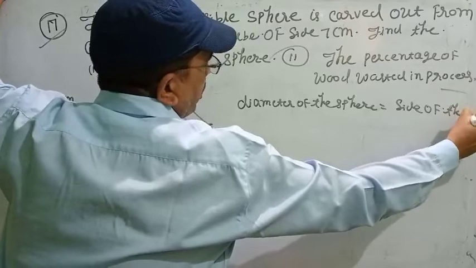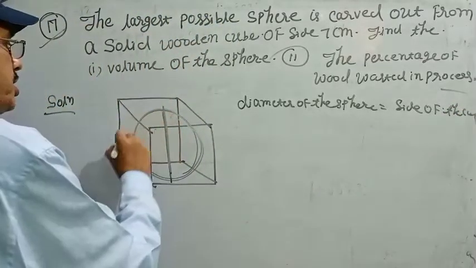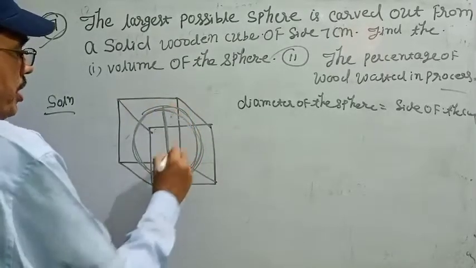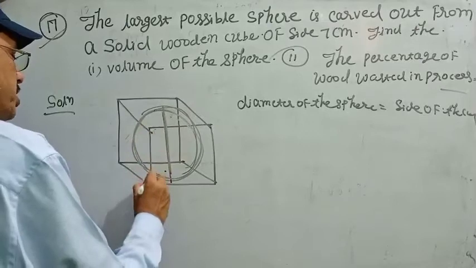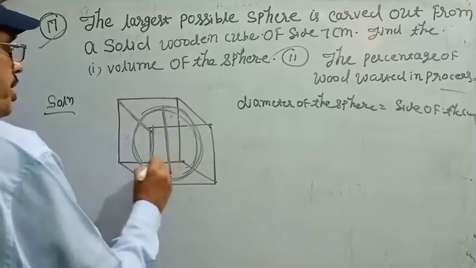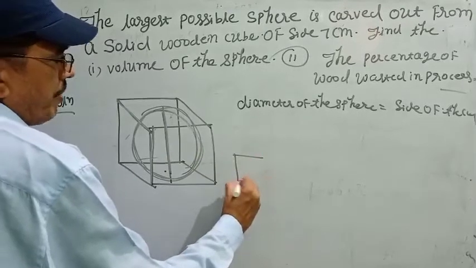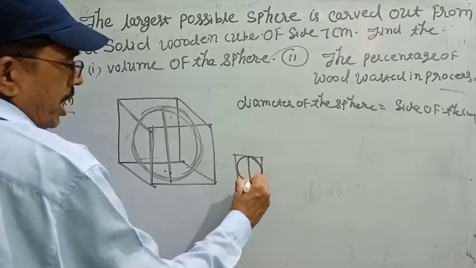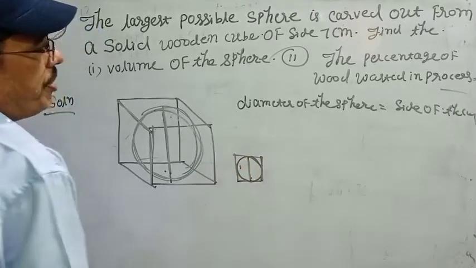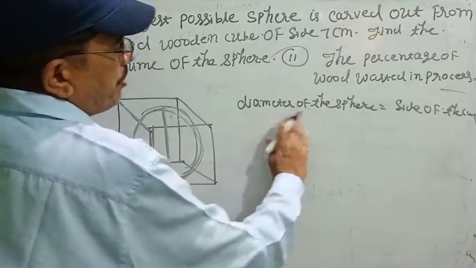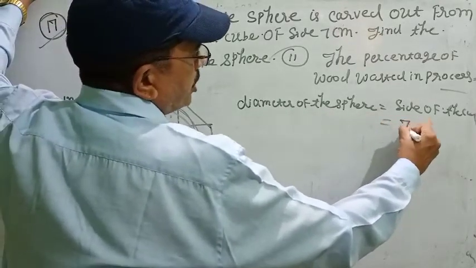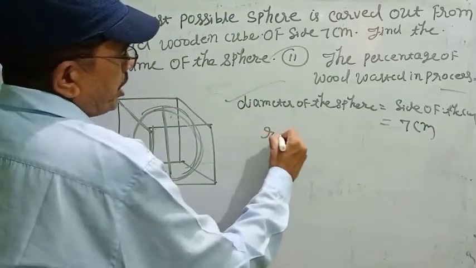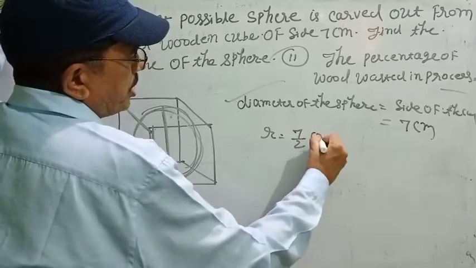It is only possible that the largest sphere cut from this cube has a diameter equal to the side of the cube. If it is a cube, the side is here and it is also the diameter, so both will be equal. So you can write that the diameter of the sphere is equal to the side of the cube, and the side is 7 cm. So the diameter of the sphere is 7 cm. So what is the radius? The radius is 7 by 2 cm.